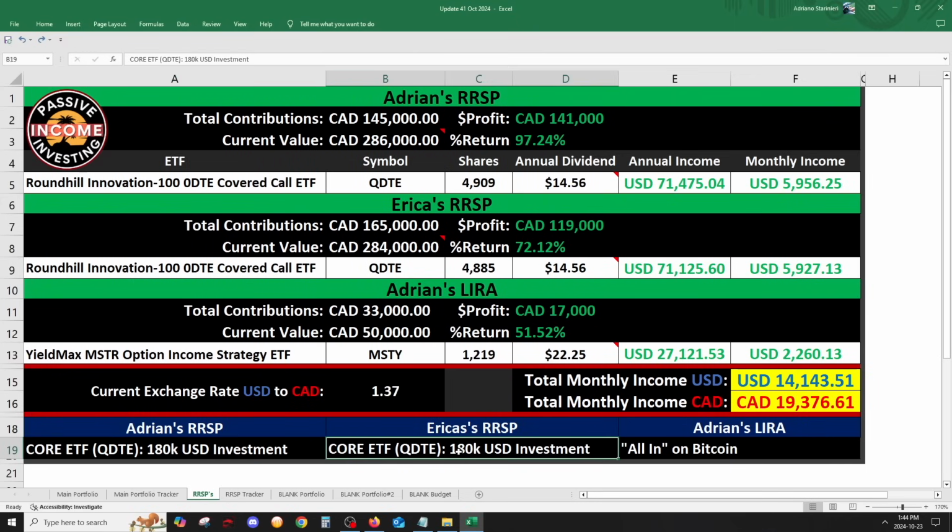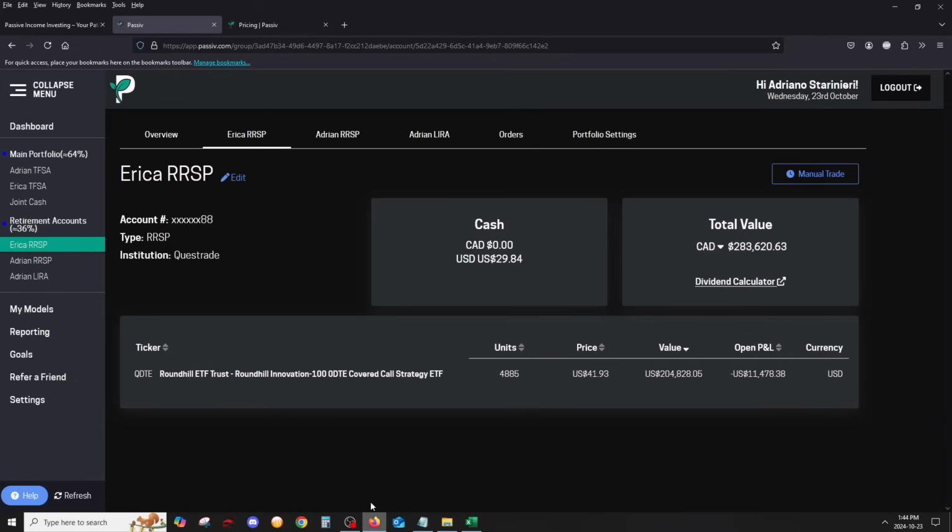So my investment in QDTE, which is now basically about 180K, is doing really, really well. If you go to passive and look at the actual investment value, of course it went down a little bit today, but you see that my $180,000 approximate investment is now worth $204,000, almost 205 in Erica's account, and my account a little bit more because I have 24 more shares at 205. So I couldn't be happier with QDTE.